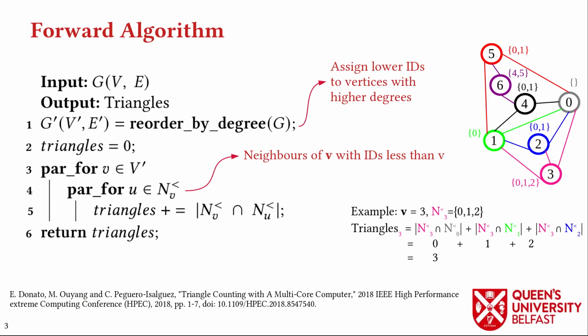The forward algorithm is the state-of-the-art triangle counting and starts by reordering the graph. The reordering assigns the lower IDs to vertices with higher degree, and edges are assigned to their endpoint with higher ID. Then for each vertex, such as V and its neighbor U, the intersection of neighbors identifies the triangles formed by U and V. As an example, vertex 3 has 3 neighbors, 0, 1, 2, and the triangles of vertex 3 are common neighbors of 3 and each of these 3 neighbors.